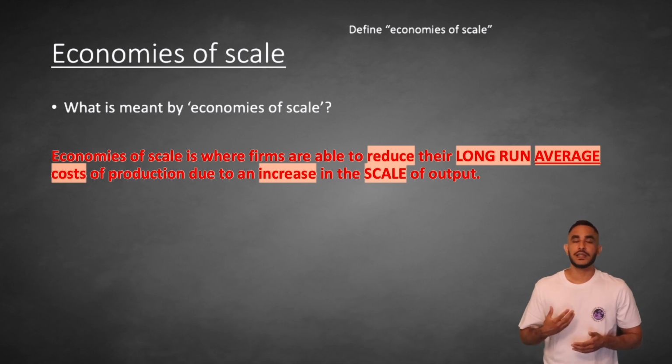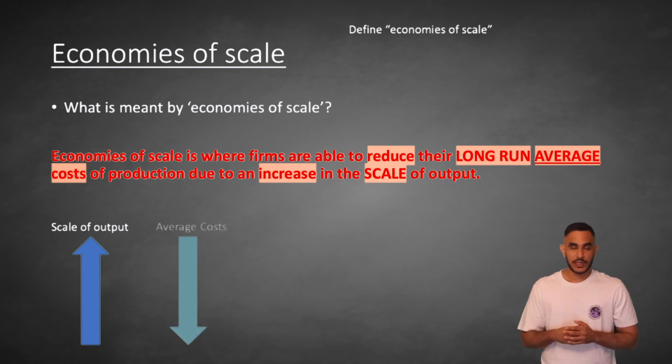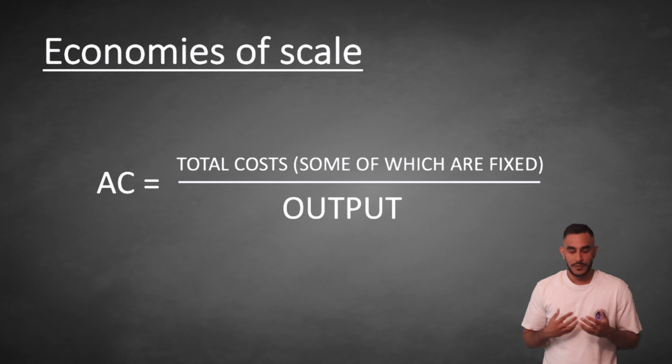Economies of scale means that as a firm gets bigger or increases its scale of output, it will be able to reduce the cost of producing each unit. For example, if McDonald's is able to achieve economies of scale, it can produce each burger at a lower cost. Here's another way of understanding economies of scale.